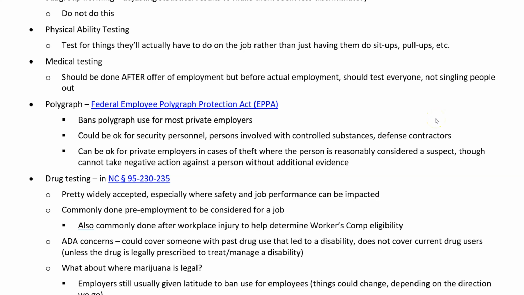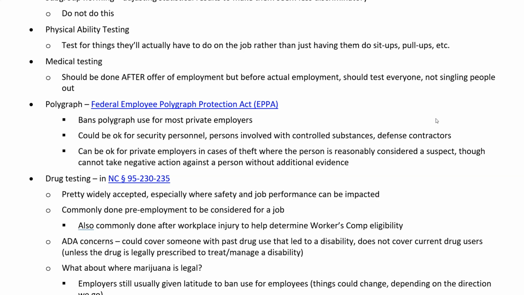Medical testing can be done, and should be done, here's the key, after the offer of employment, but before the actual employment starts. If we're going to do medical testing, we should be testing everyone, not just singling people out because they might look a certain way or whatever it might be.